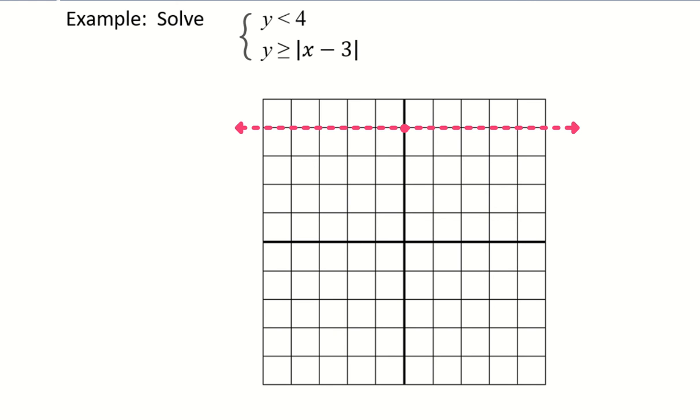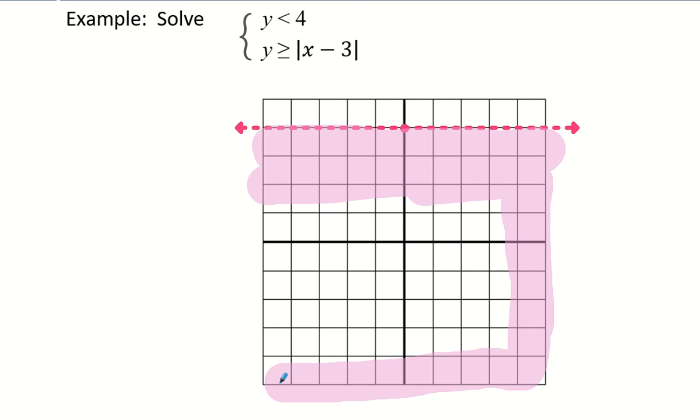And we're going to be shading where? It's a less than, so we can totally shade below as lightly as you can. Okay. Again, you can just kind of draw some lines, but ultimately you just want to know where we're shading twice.